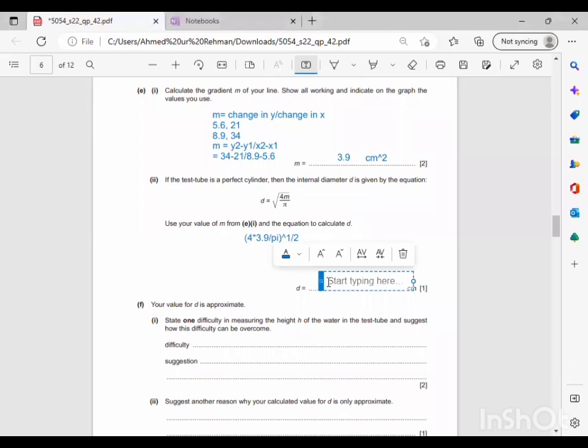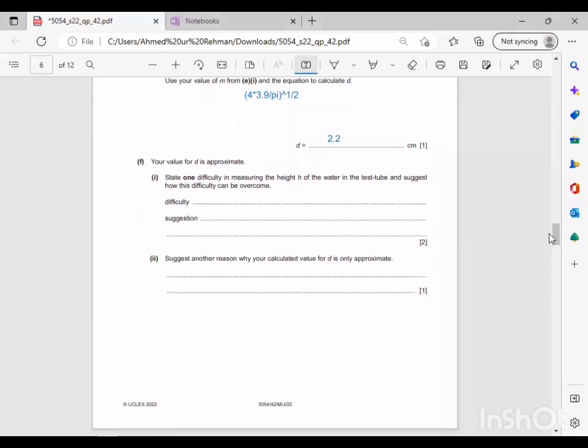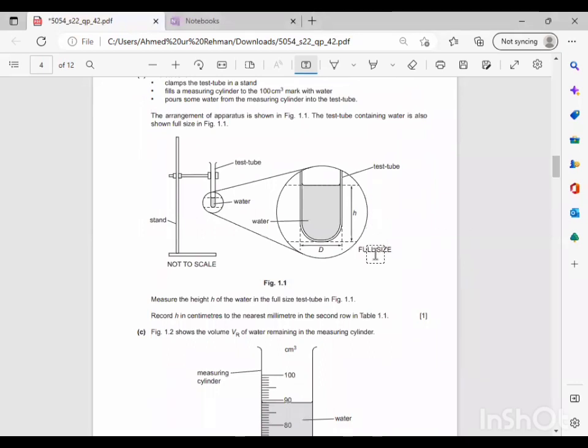Right, so I'm getting the answer 2.2 centimeters, right? Then we have your value for D is approximate. State one difficulty in measuring the height h of the water in test tube and suggest how this difficulty can be overcome. So height is this one, right? So definitely one very vivid fault here is that the surface of water is curved, right? So we cannot measure the height properly because the surface of water is not going to be stable, right?